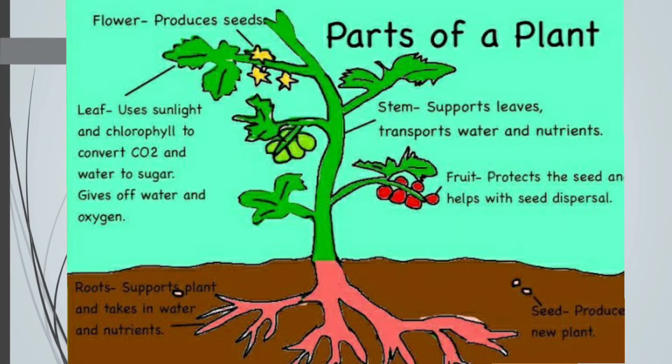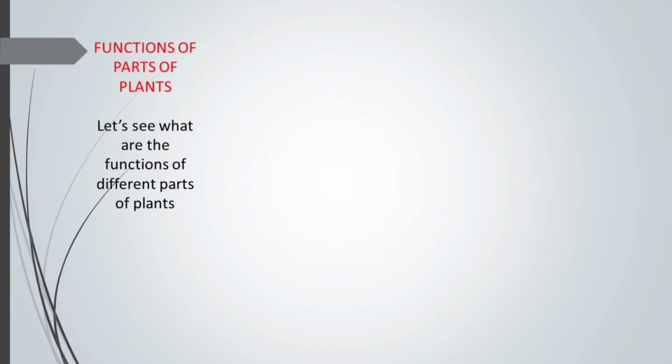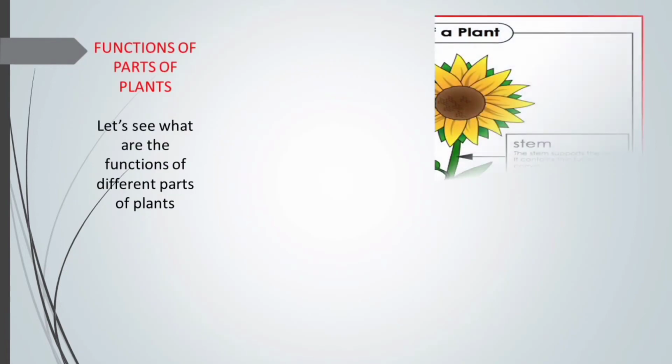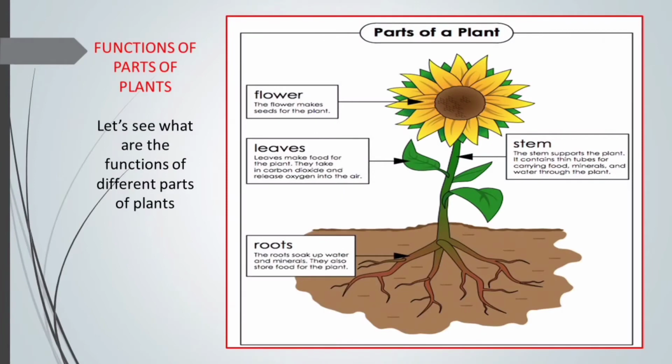Now different parts of plants have different functions, so we will see what they are. Flowers make seeds of a plant from which a new plant can grow. Leaves do photosynthesis, which we will study in a few seconds. They make food for the plant. Roots provide support to the plant, absorb water and minerals from the soil, and also store food for the plant. Stems contain tubes to carry food and water to different parts of a plant.